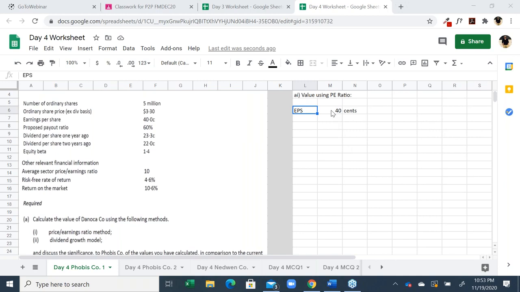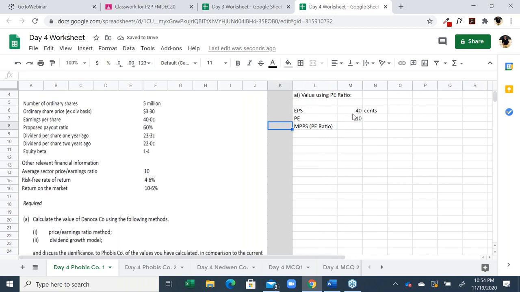So the earning of the Denoka company is 40 cents. The average PE ratio of the sector is 10 times. So the market price per share using PE ratio will be equal to 10 times of the earning per share, 40 into 10. But the answer will be in cents, and it's better that we should write it in dollars. So let me divide it by 100 to get it into dollars, and you can say it's $4 per share. But that's not the total value of the company, that's the per share value using the price earning ratio.